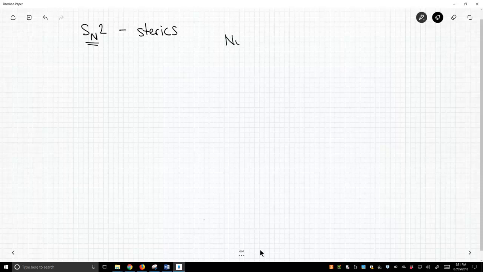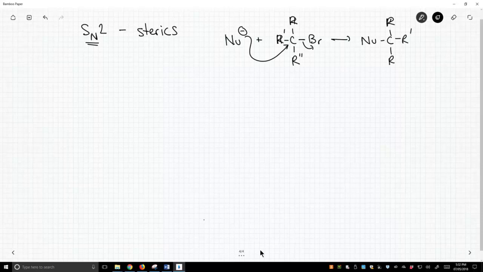So let's look at a generic SN2 reaction. We're going to have our nucleophile. Let's make these R groups: R, and they can be different, R prime, R double prime. And our nucleophile is going to come careening in here, attack our carbon, kick out our halide, and get attached to our electrophilic carbon. So this is all about the electrophile.